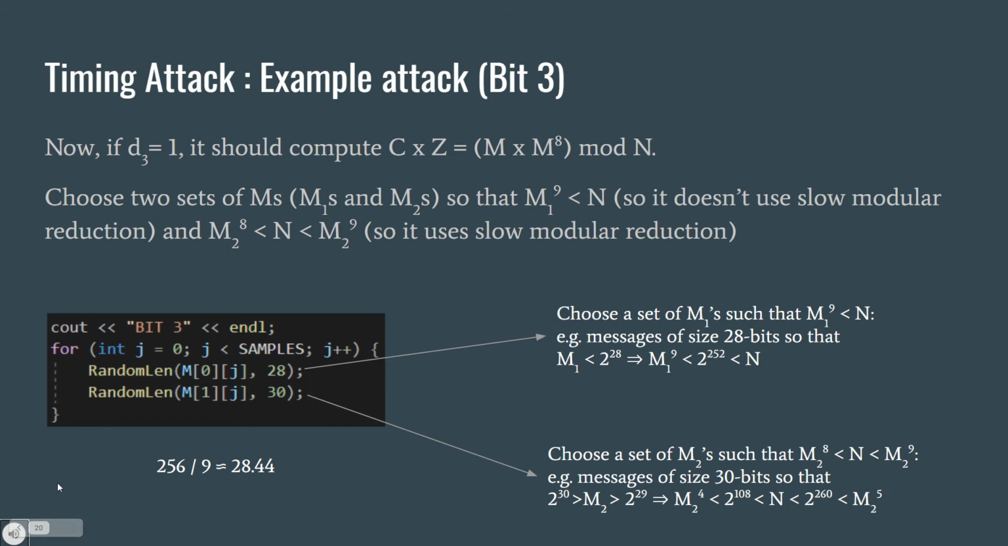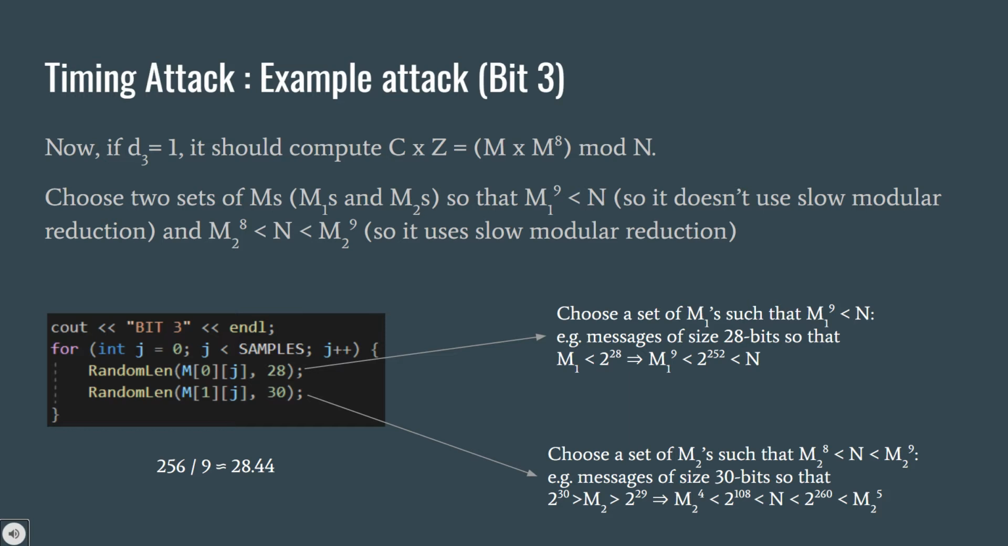Example: I take on bit 3. Now, if D3 is 1, we should compute C times Z, which is m times m to the 8 modulo n. We again choose two sets of m's so that m1 to the 9 is less than n, so it doesn't use the modular reduction, and m2 to the 8 is less than n, but m2 to the 9 is greater than n, so it uses a slower modular reduction.